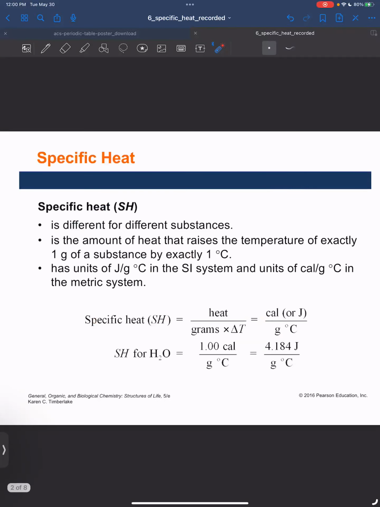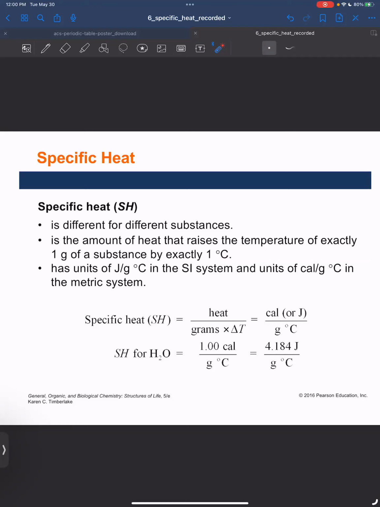So what is specific heat? Well, it's different for different substances and is defined as the amount of heat energy, remember that's Q, that raises the temperature of exactly 1 gram of that substance by exactly 1 degree Celsius. So every substance has a different specific heat, and I would provide you those values in a table or within the context of the problem on an assessment.